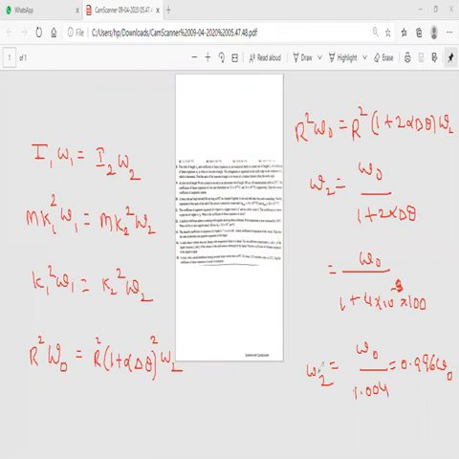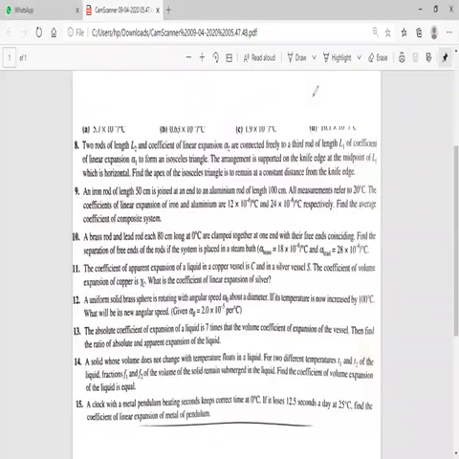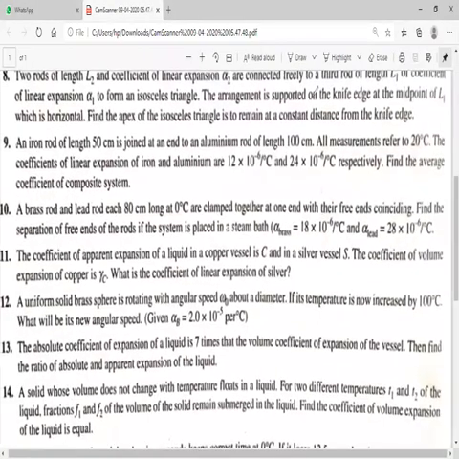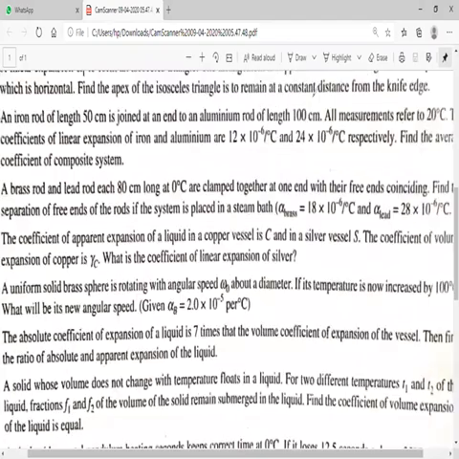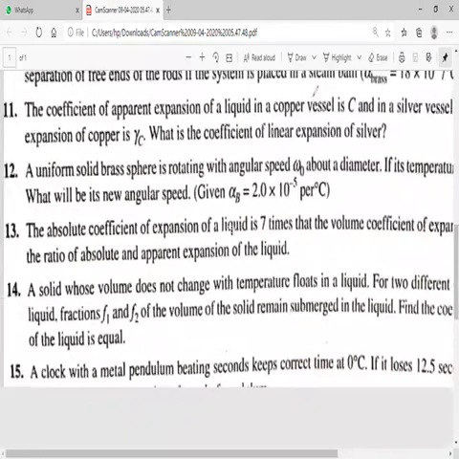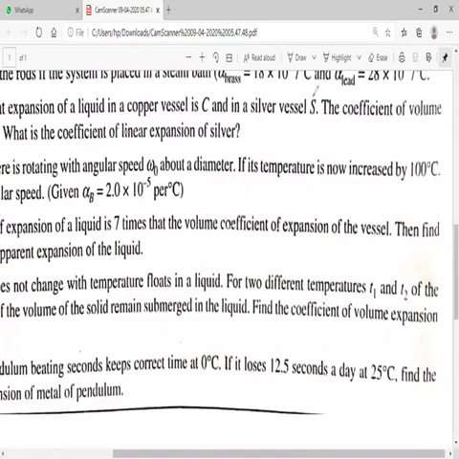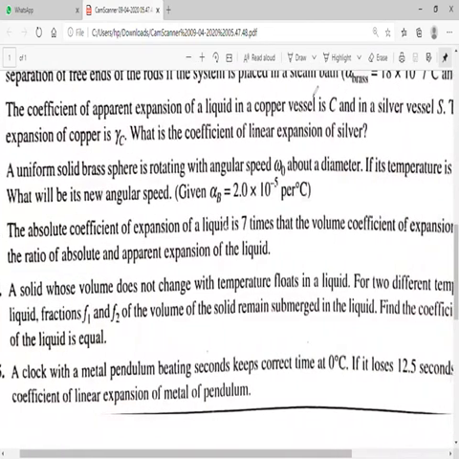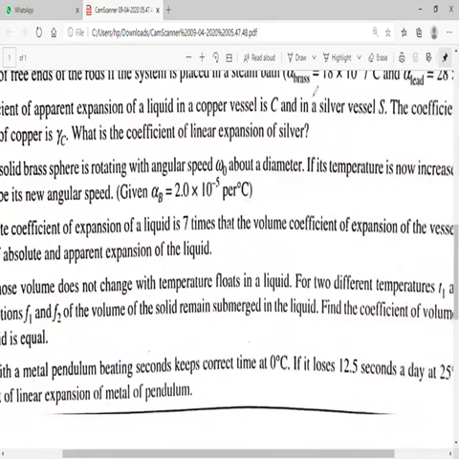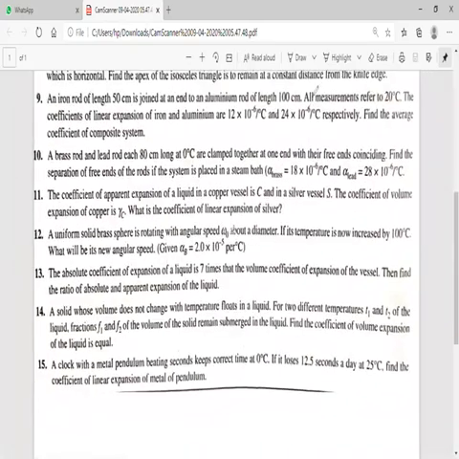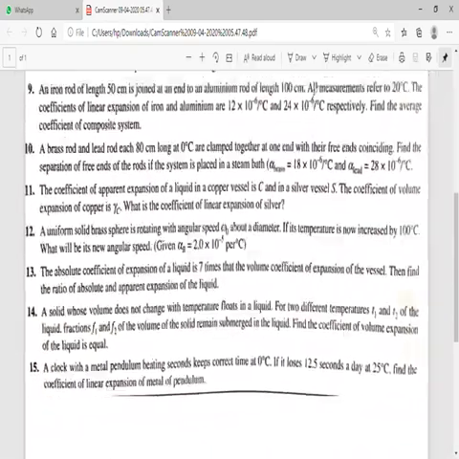Next. Question number 13. The absolute coefficient of expansion of a liquid is 7 times the volume coefficient of expansion of the vessel. Okay, absolute expansion means real expansion. It is given as 7 times the volume coefficient of expansion of the vessel. Then find the ratio of absolute and apparent expansion of the liquid.